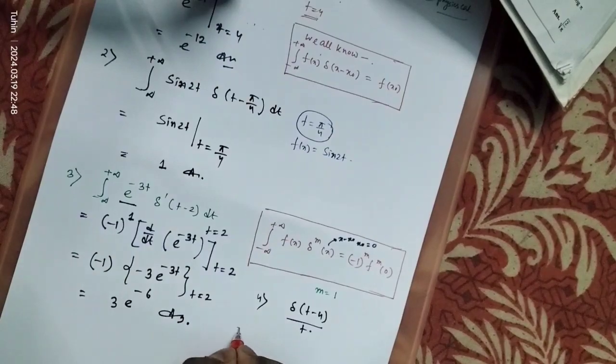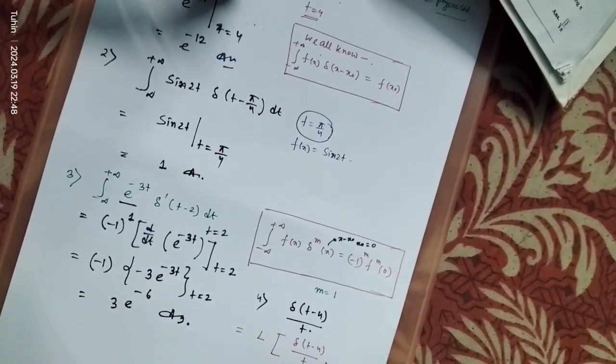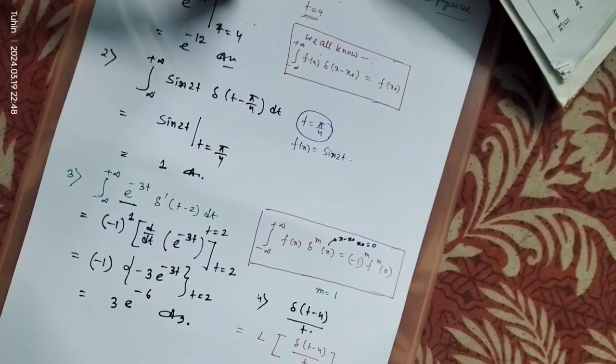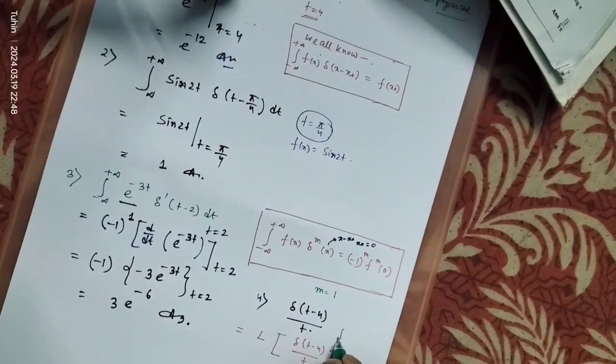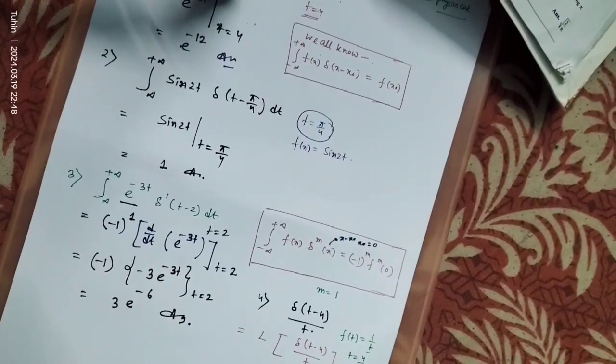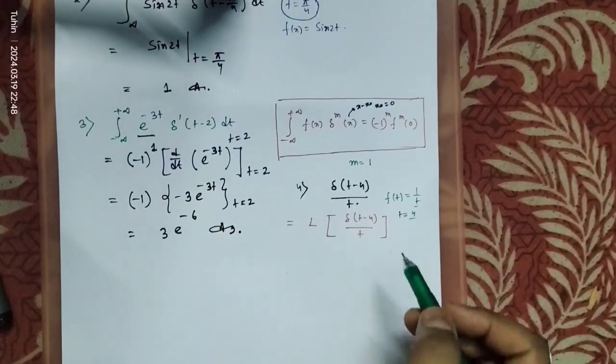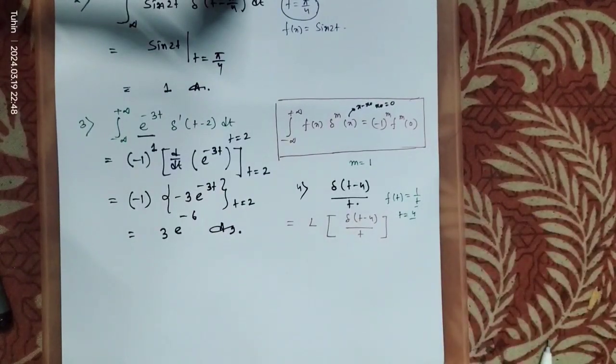So here you can write L of delta of t minus 4 by t. So you can say here that f of t, what is the value of f of t? f of t equal to 1 by t. And what's the value of t? t equal to 4. Okay, I can get these two pieces of information with t equal to 4 and f of t equal to 1 by t.